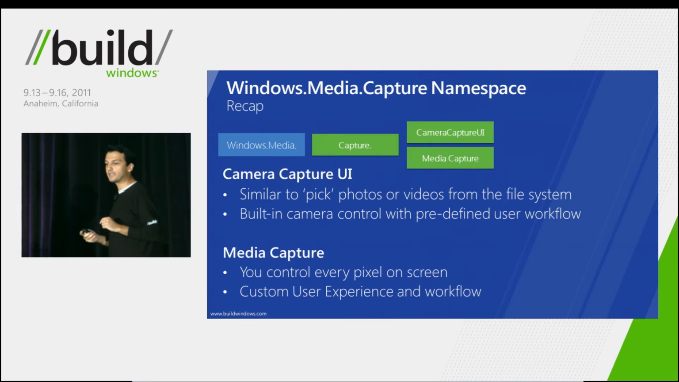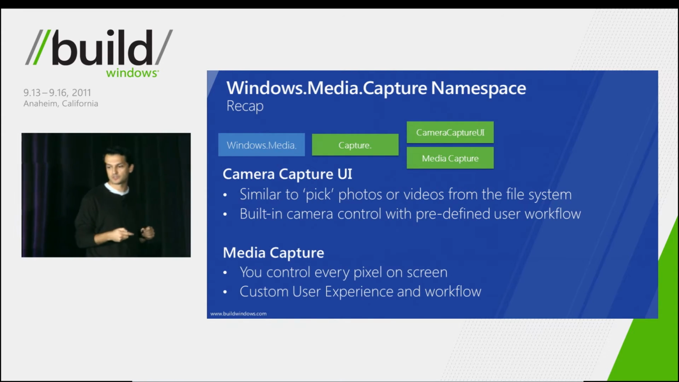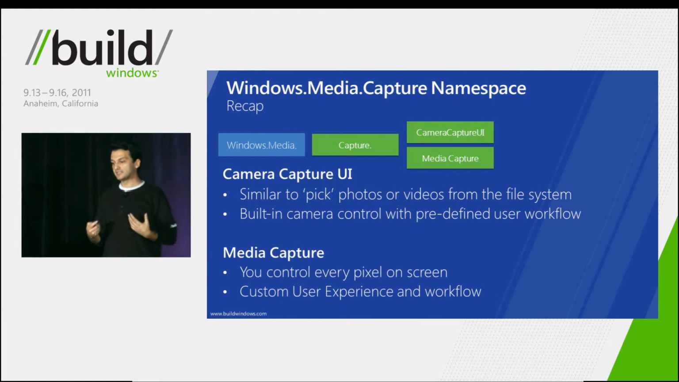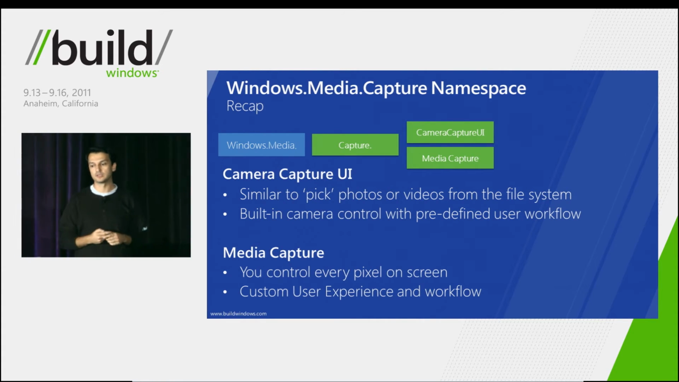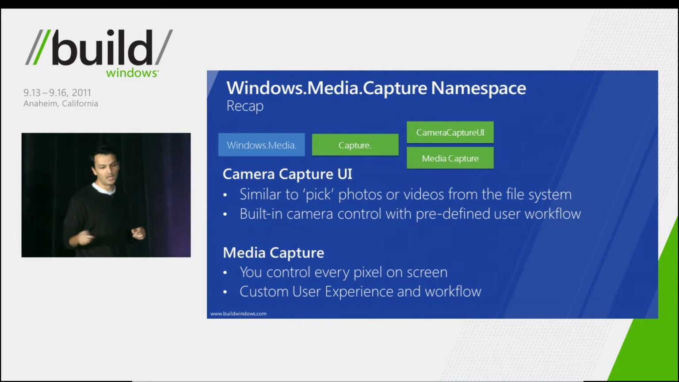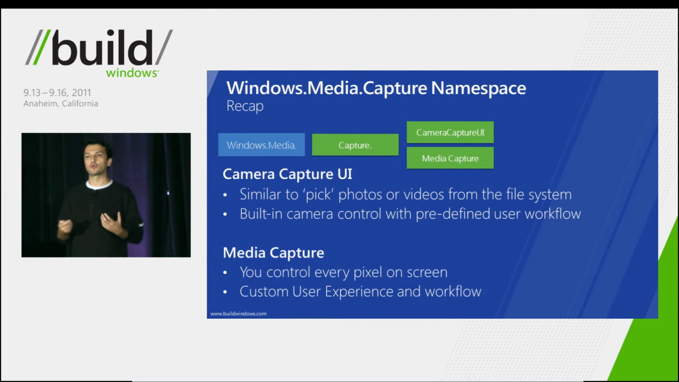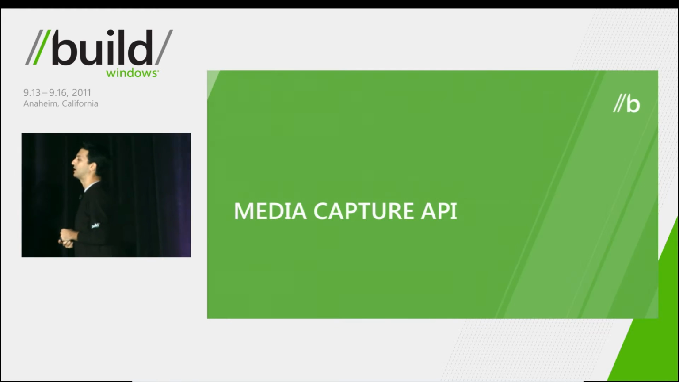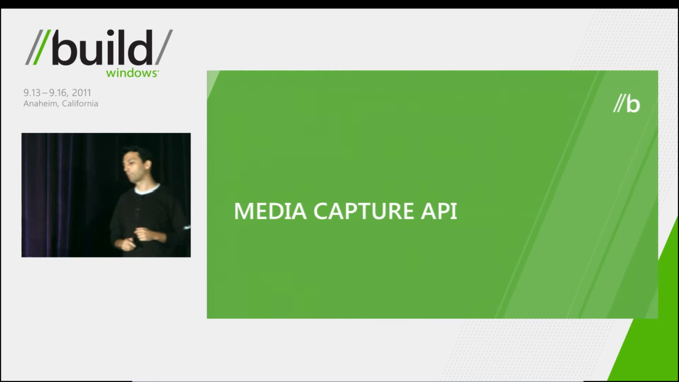Now, let's do a quick recap. Under the capture namespace, we have the camera capture UI and the media capture APIs. The camera capture UI has this built-in camera control and predefined workflow, and the experience is similar to picking photos from the file system as a developer to you. Media capture API, on the other hand, will allow you to customize the user experience, and in a way, you get to control every pixel on the screen. So let's learn more about the media capture APIs now, but as before we do that, let's see another demo.